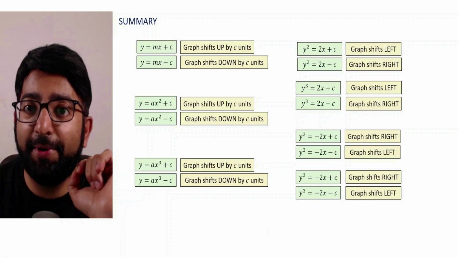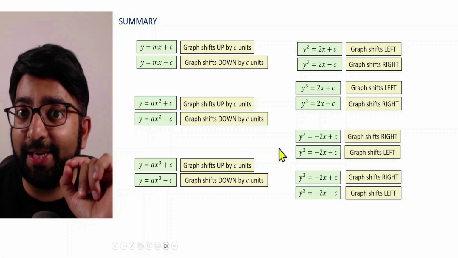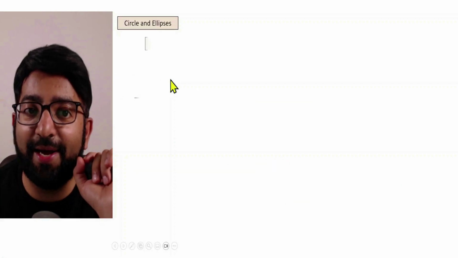This was the entire summary of linear and quadratic and cubic equations. Now we come to the next type of equations, which are circles and ellipses.